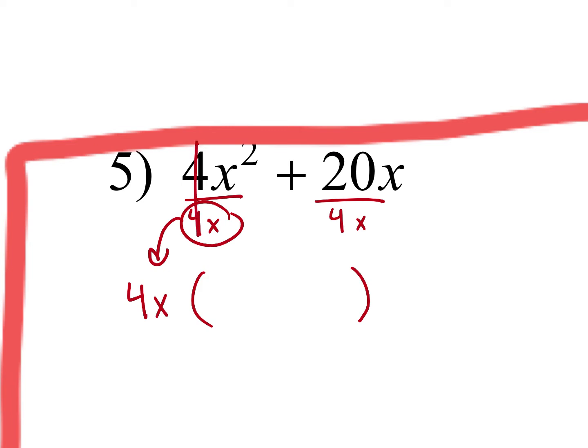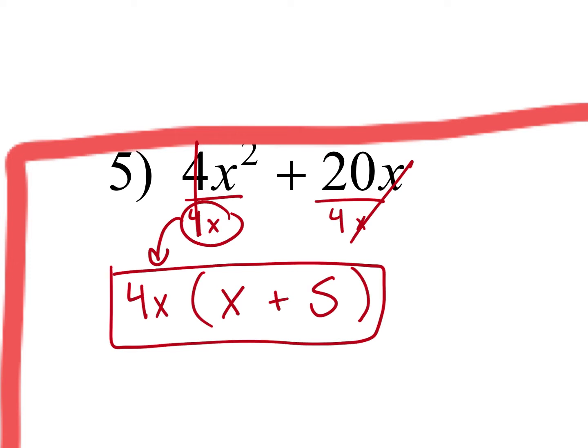4 divided by 4 is just 1. What's x squared divided by x? So if I have 2 x's and I take one away, how many am I left with? Just x. What's 20 divided by 4? 5. And if I have 1 x and I take one away, they go away. So no x's. So this would be my answer. 4x times x plus 5.